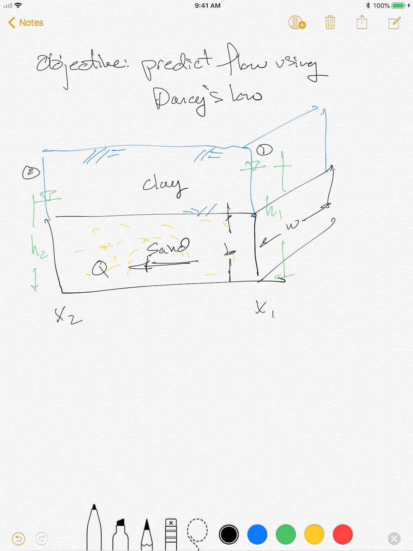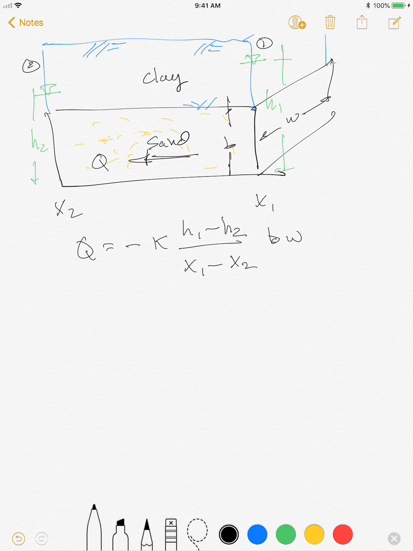Okay, so now Darcy's law is flow is equal to negative multiplied by the permeability, which is the ability to transmit flow, multiplied by H1 minus H2 divided by X1 minus X2. Okay, and we are going to need to multiply this by an area, and our area is just the height multiplied by the width. So our height is B, our width is W. Okay, and so now all we need are some values in order to figure out what this flow is.